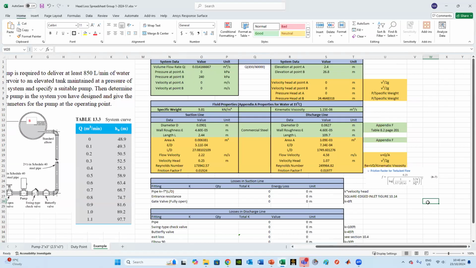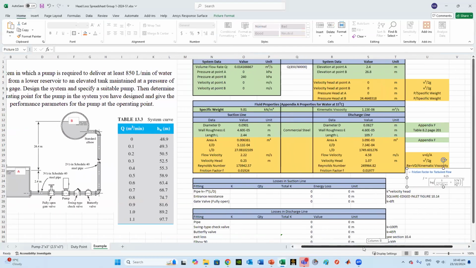If it was laminar, it would be very simple. F equals 64 divided by Reynolds. Life is easy and simple, but usually in this type of examples, it's a turbulent flow. All right, so that's what we did: calculate all the important information for the suction line and discharge line. Again, because we have different diameters, different tube sizes or pipe sizes, we end up calculating Reynolds numbers and velocity head for each one of them.